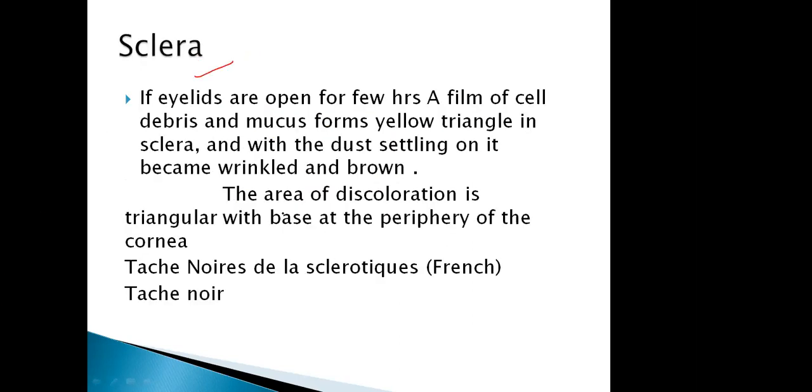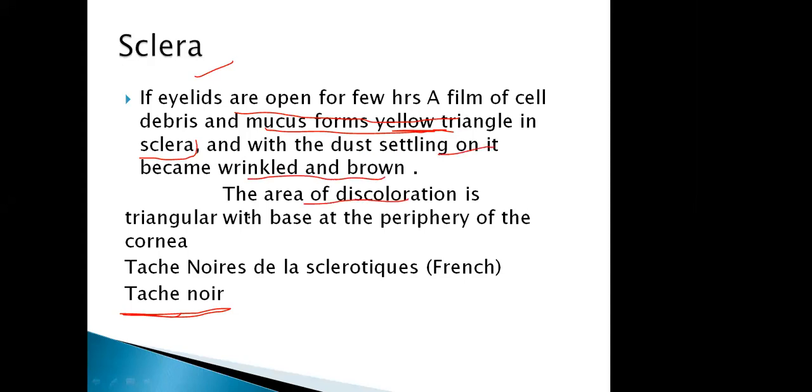Then changes in the sclera. There is one term called tache noire. It is important. What is tache noire? If the eyelids are open for a few hours after dying, if the eyes are not closed and kept open for a few hours, a film of cell debris and mucus forms a yellow triangle in the sclera. So there will be a yellow triangle in the sclera, with dust settling on it, and it becomes wrinkled and brown.